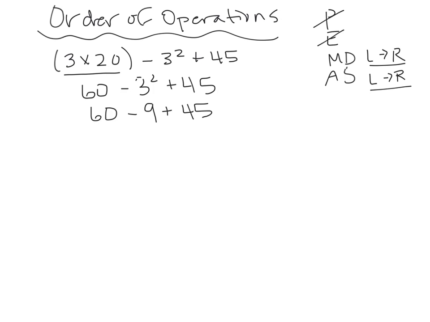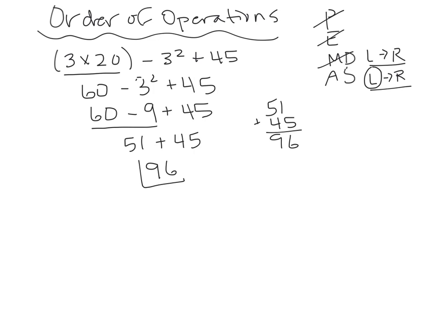Next is multiply and divide. We don't have any. Add and subtract left to right. That means I will do this first because it's on the left. 60 take away 9 is 51 plus 45. That equals 96.